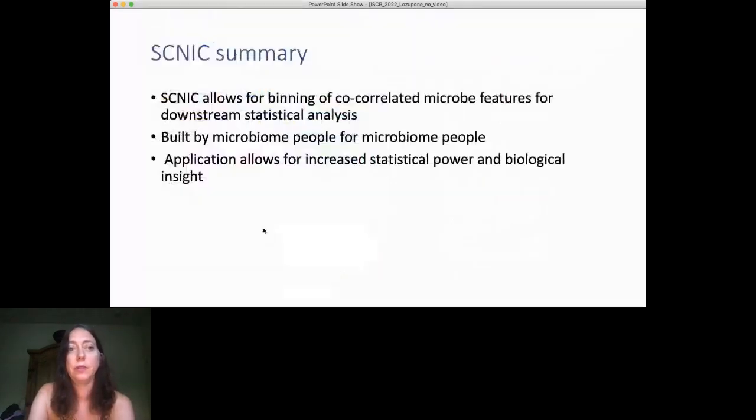So in summary, SCNIC is a tool that allows for binning of co-correlated microbe features for downstream statistical analysis. It's built by microbiome people for microbiome people, so it plays nicely with tools like QIIME and considers things like compositionality and sparsity in the data. And application of SCNIC allows for increased statistical power and biological insight.